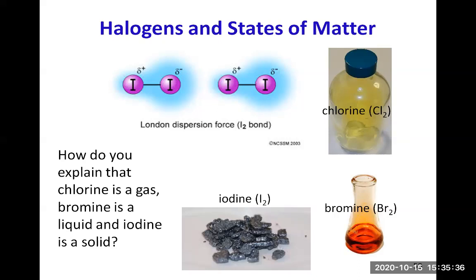And so then you have London dispersion forces in play much more strongly in I2 than in Br2 and Cl2. And again, Br2, bromine, is a bigger atom than chlorine, and so the London dispersion forces are stronger in bromine than chlorine, and so it will be a liquid. And then chlorine, where you will have the weakest London dispersion forces of the three, so it's then a gas. It's not strong enough to hold them into a liquid phase or solid phase.